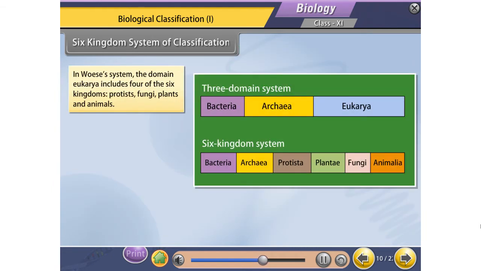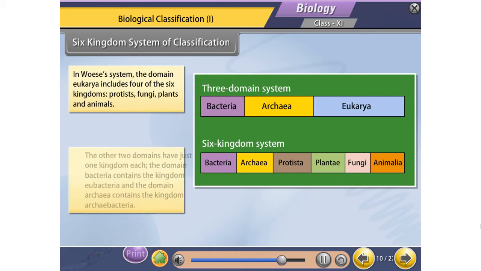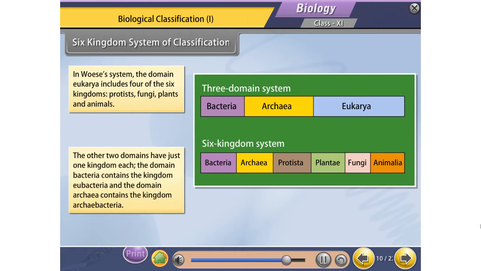In this system, the domain Eukarya includes 4 of the 6 kingdoms: protists, fungi, plants, and animals. The other 2 domains have just 1 kingdom each. The domain Bacteria contains the kingdom Eubacteria, and the domain Archaea contains the kingdom Archaebacteria.